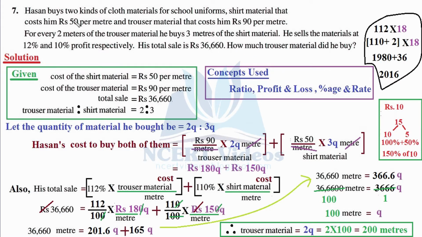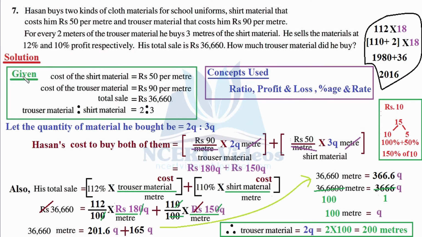For that, we shall read the statement again. There is no problem in reading statements again and again, just have a clear understanding of the question. Always visualize the problem. That makes our understanding better and we derive steps in our mind for how we could solve our problem. So, Hassan buys two kinds of cloth materials for school uniform. Shirt material that costs him rupees 50 per meter and trouser material that costs him rupees 90 per meter.